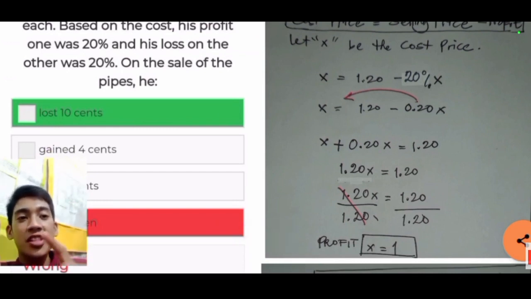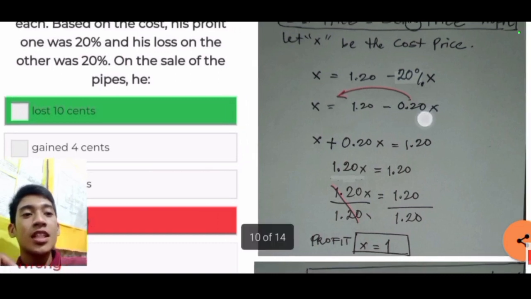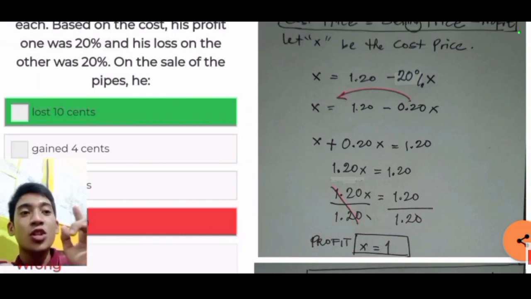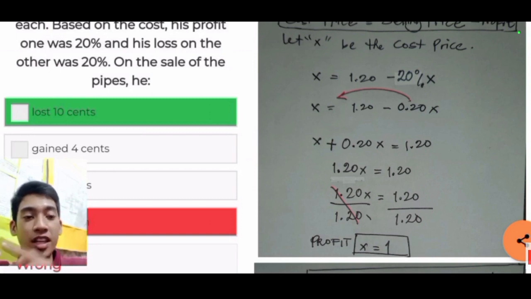Cost price, your X equals 1.20, the selling price which the buyer will be paying, minus 20% of X. That is the profit, which is 20% of the cost price. Now, combine all terms. Let us make 20% into a decimal by moving 2 decimal places to the left.